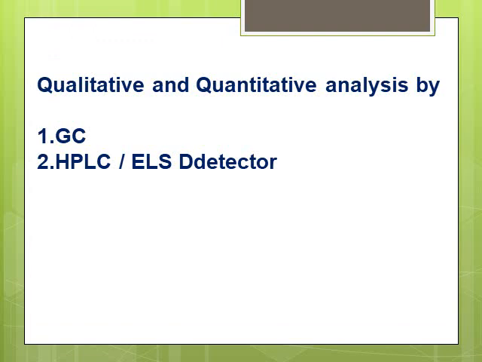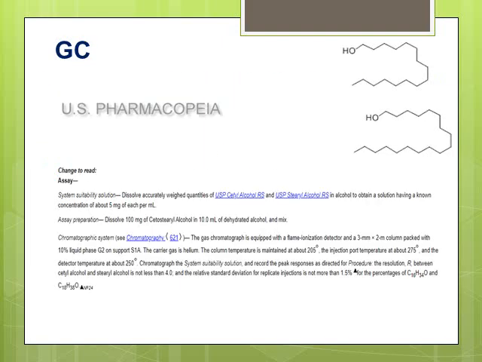For qualitative and quantitative analysis, I'm just going to talk about GC and HPLC with an ELSD detector. For the GC, the USP monograph has an assay method that describes how you do quantitation of cetostearyl. As I said before, this method is aimed at raw material testing and not at reverse engineering. However, you could use this with some modification.